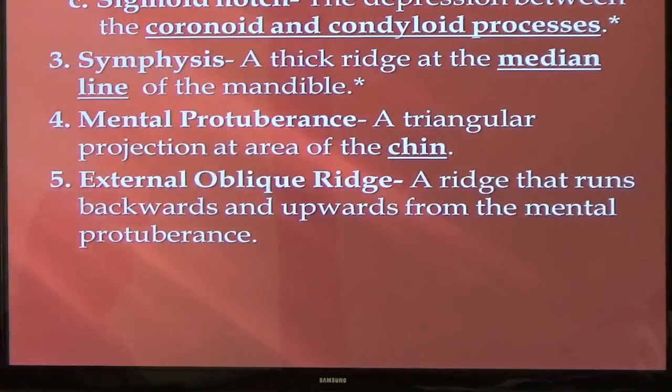Okay, these guys are kind of hard to see, but external oblique means at an angle, so a ridge, and you can kind of see a ridge, it kind of goes on the outside here. Okay, it starts from the base of the ramus and comes and kind of joins the, not the symphysis, the mental protuberance up in this area. Okay, so this ridge right here. And again, this is where muscles are going to attach, right to this external oblique ridge.